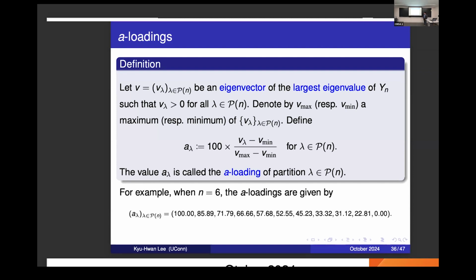And here is an example. If n is 6, the A loadings are given by this. (6, 0, 0, 0, 0, 0) has A loading 100, and (1, 1, 1, 1, 1, 1) has A loading 0. And n is small, 6 is small, so it's constantly decreasing. But it's not the case in general. So A loading is not completely comparable with lexicographic order.